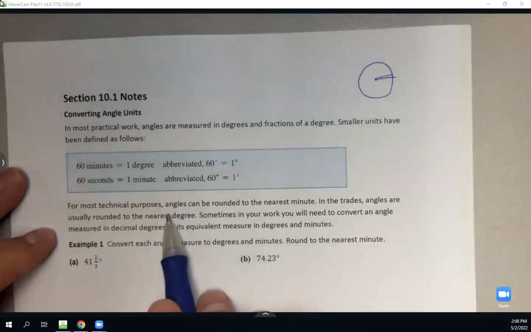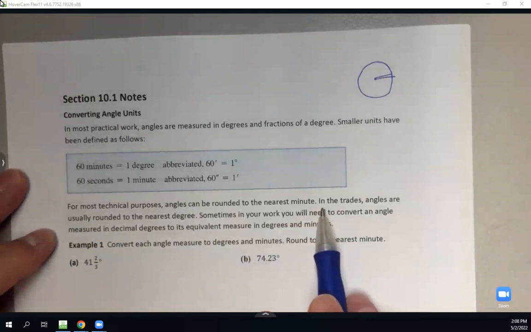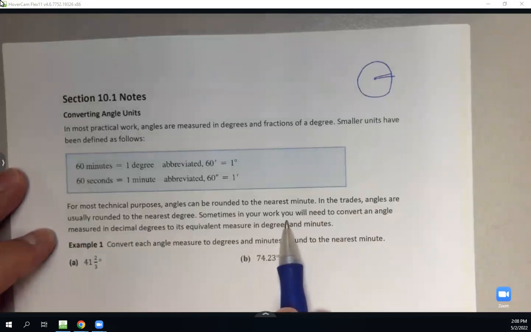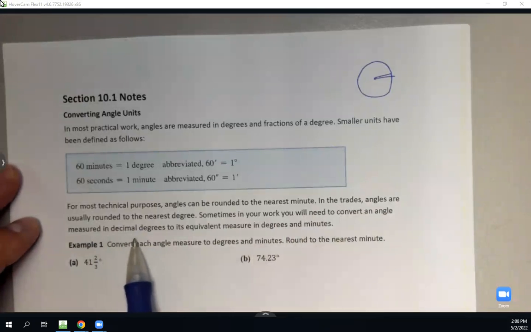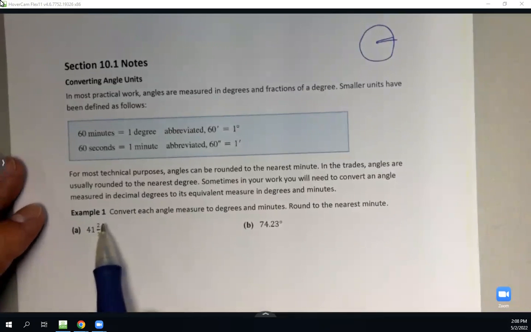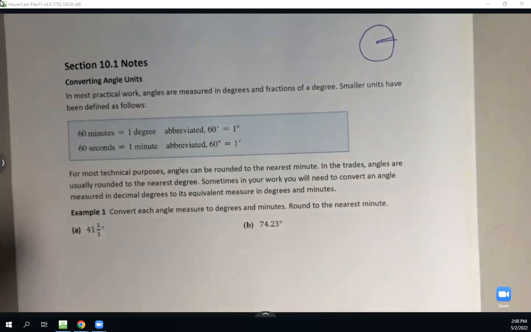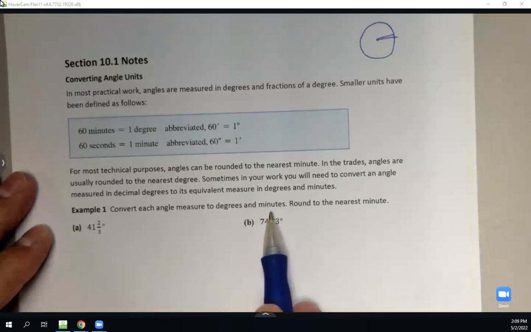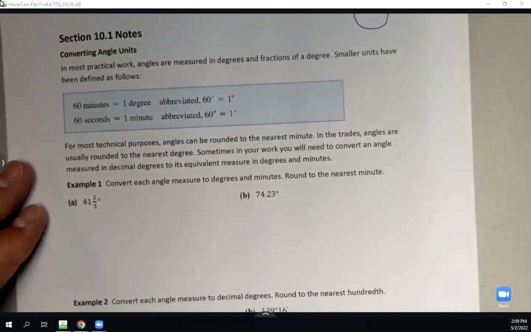For most technical purposes, angles can be rounded to the nearest minute. In the trades, angles are usually rounded to the nearest degree. Sometimes in your work, you will need to convert an angle measure in decimal degrees to its equivalent measure in degrees and minutes, okay? So for example 1, we're going to be doing parts of a degree, a fraction of a degree, into maybe minutes and seconds, okay? So convert each angle measure to degrees and minutes, round to the nearest minute, okay?